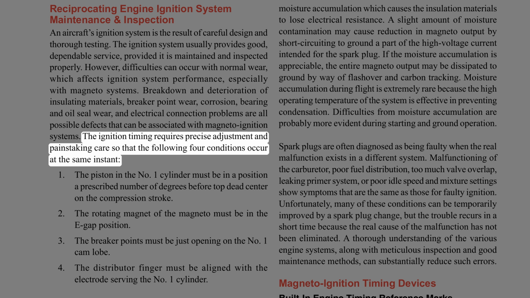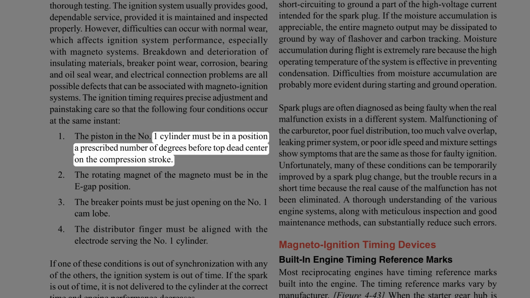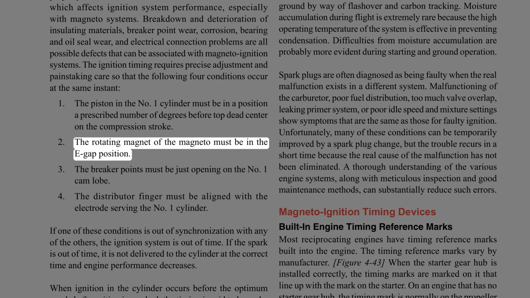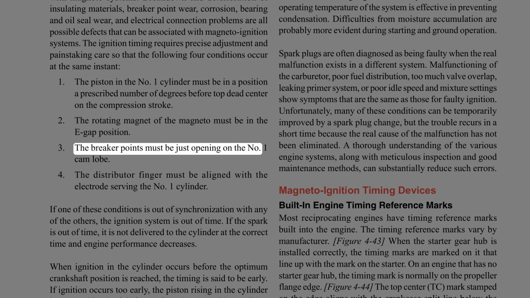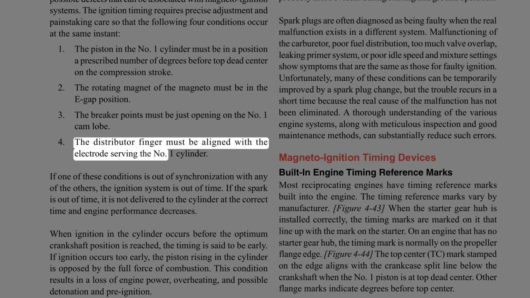The ignition timing requires precise adjustment and painstaking care so that the following 4 conditions occur at the same instant. The piston in the number 1 cylinder must be in a position a prescribed number of degrees before top dead center on the compression stroke. The rotating magnet of the magneto must be in the E-gap position. The breaker points must be just opening on the number 1 cam lobe. The distributor finger must be aligned with the electrode serving the number 1 cylinder.